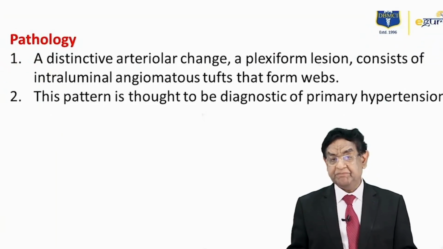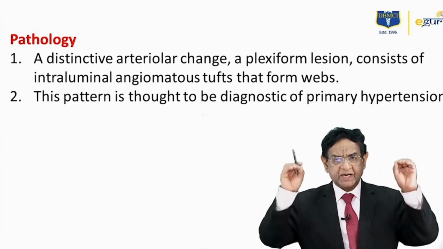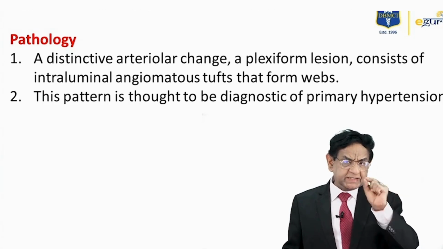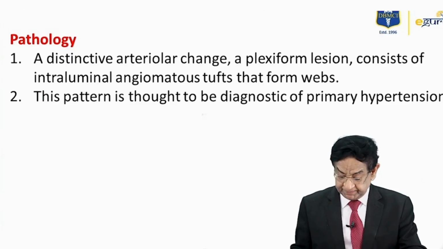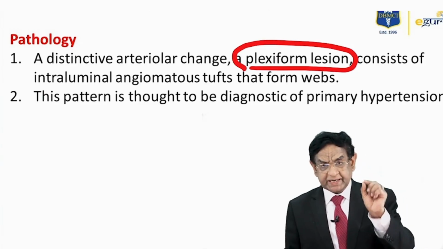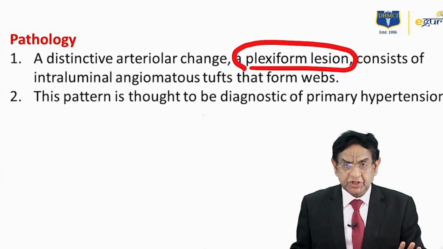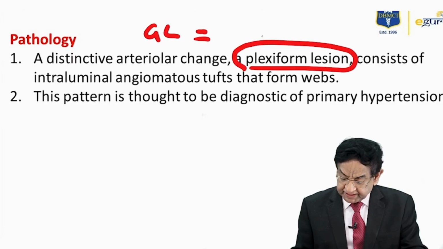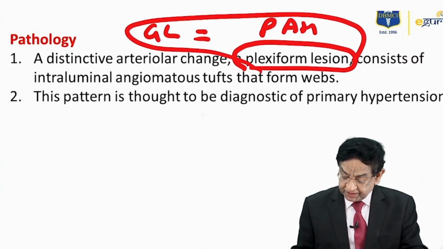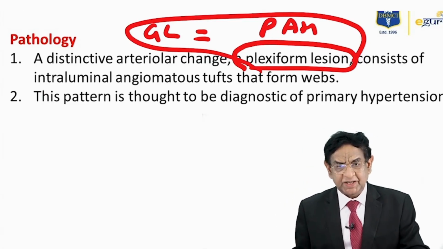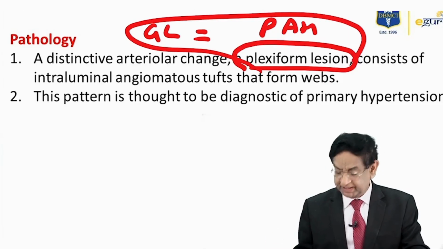Now what we see in pathology, this one question comes in all the exams. What we see, the classical change in the idiopathic variety, is the plexiform lesion. If you get in your question plexiform lesion in the lungs, it's a golden line to remember that you are dealing with PAH, of course the idiopathic variety. Plexiform lesion in the arterioles of the lung is PAH.